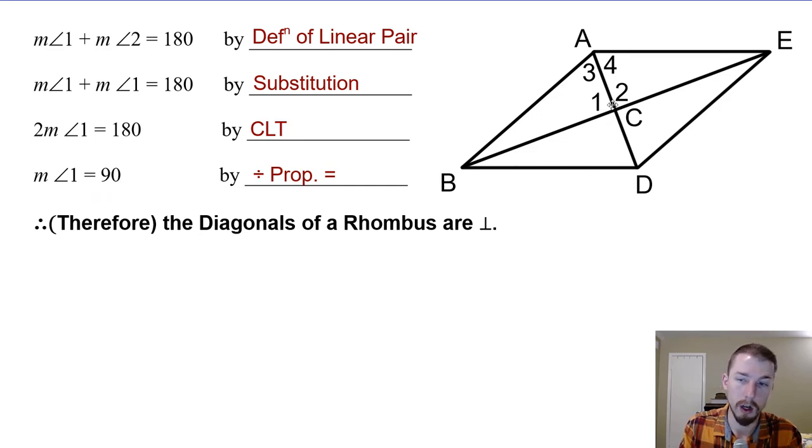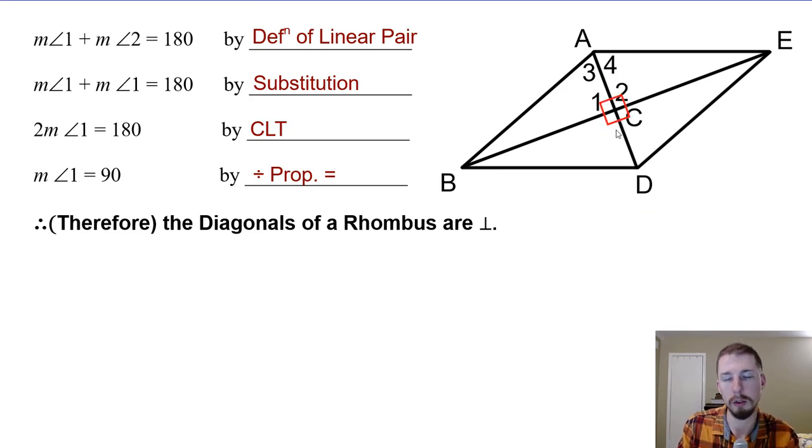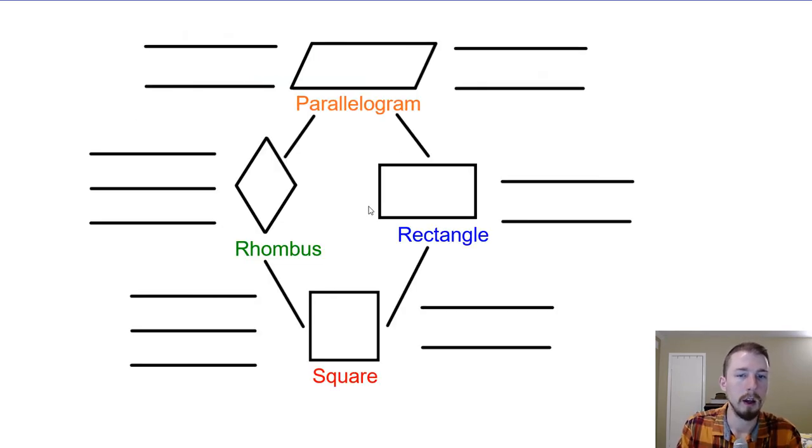Therefore, the diagonals are all going to be perpendicular to each other. So all the angles in the middle are all going to be perpendicular. So the diagonals of a rhombus are perpendicular. All right, so now let's actually fill in our properties here.